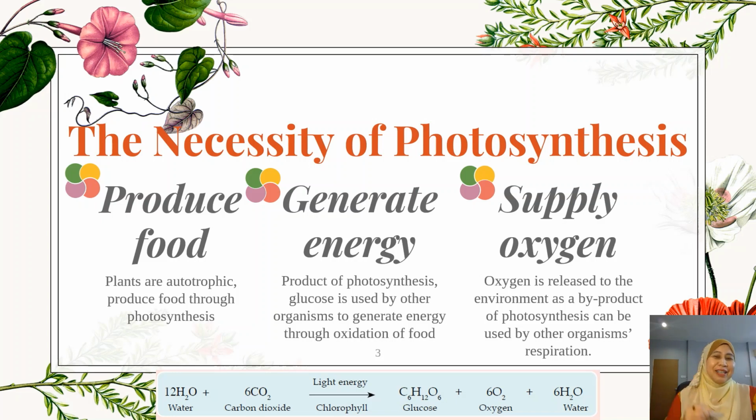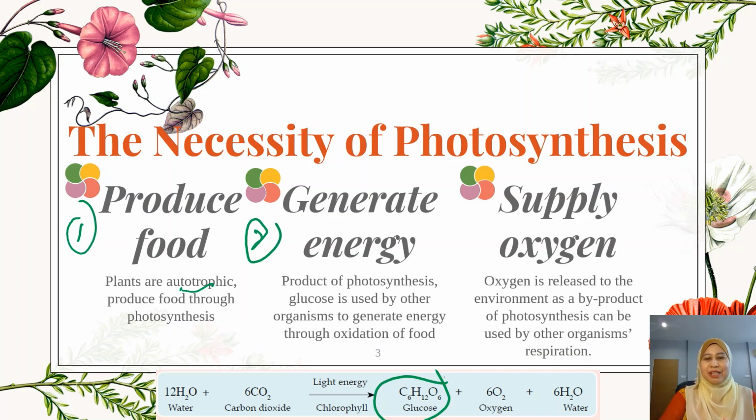Now, why is photosynthesis important? The first reason, the process of photosynthesis is to produce food. Plants are autotrophic, meaning plants are able to produce food through the process of photosynthesis. Glucose is the food. Second, it is to generate energy.